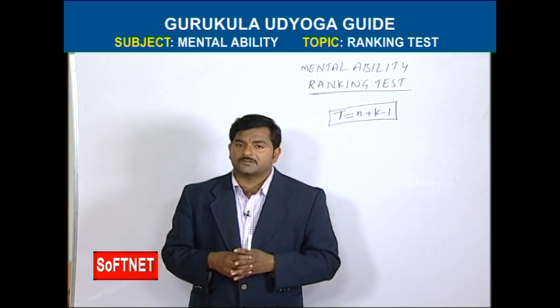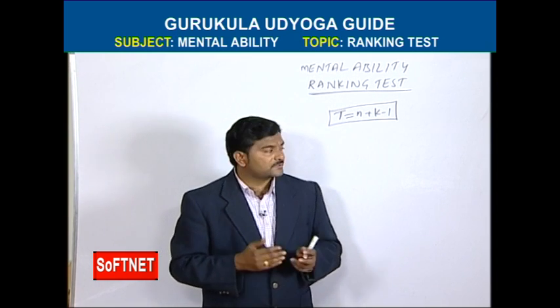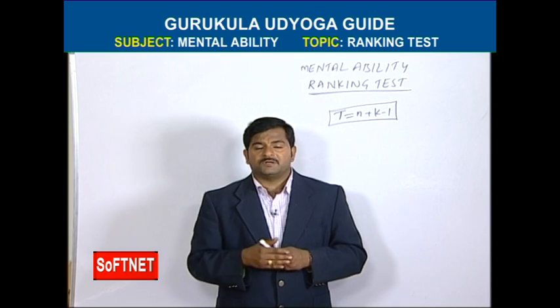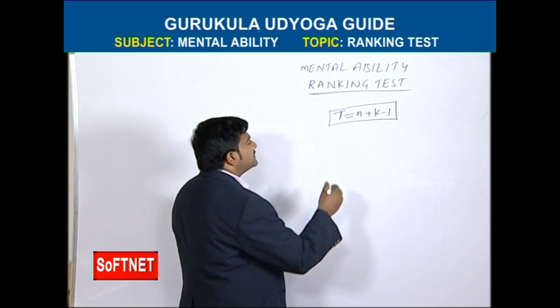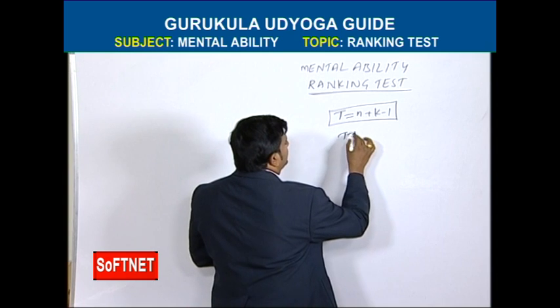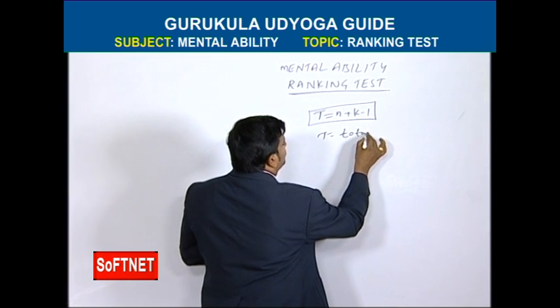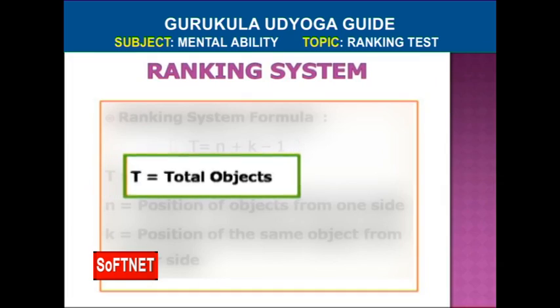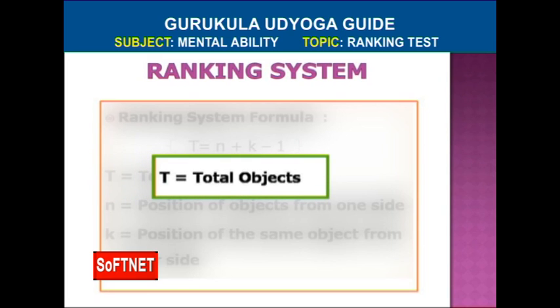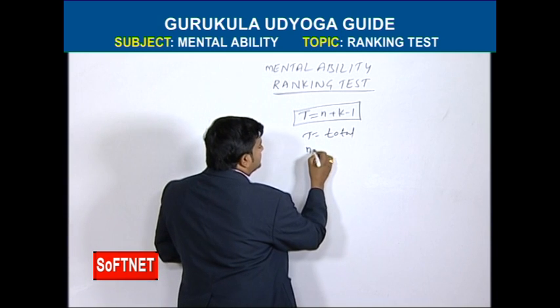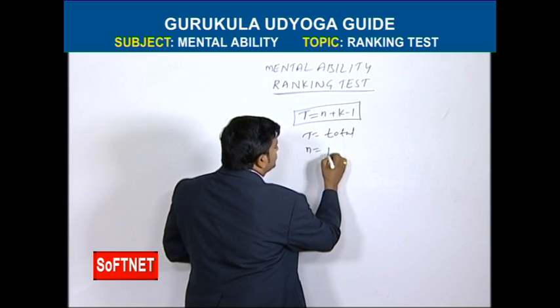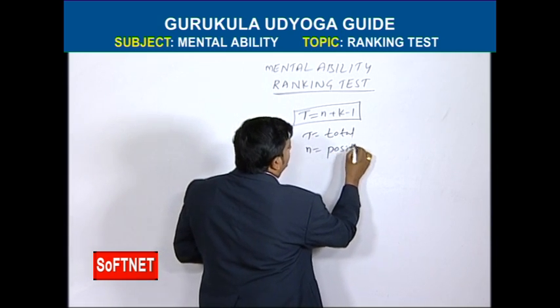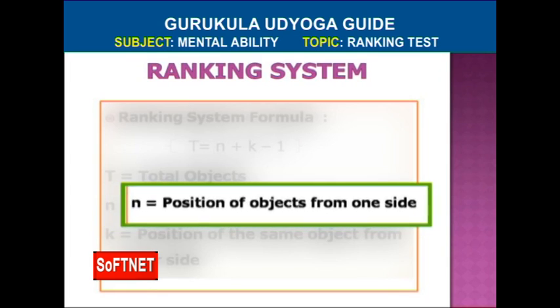So those are the two different miscellaneous concepts, and three types are based on the formula T is equal to n plus k minus 1. We will discuss this formula in detail. Here T stands for total. Total means total men or total women or total objects or total things, simply total. And n means the position of the object.